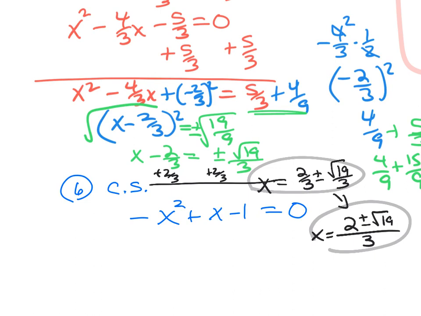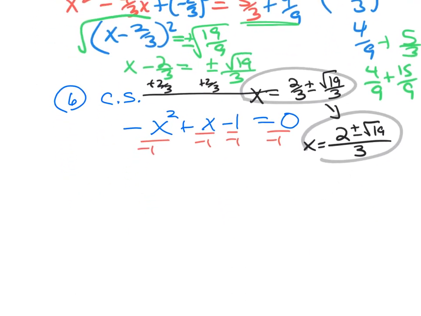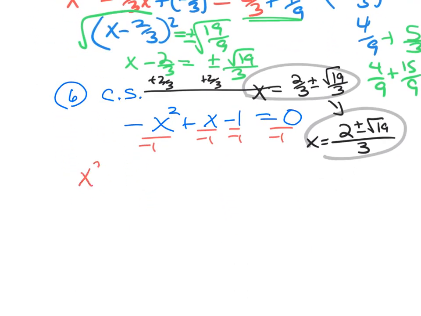Next one also wants completing the square. So again, I can't have a negative x squared, so I have to divide everything by -1. So -1, -1, -1, -1. So it becomes x squared minus x plus 1 equals 0. I now need to move the constant, so I'll subtract it.